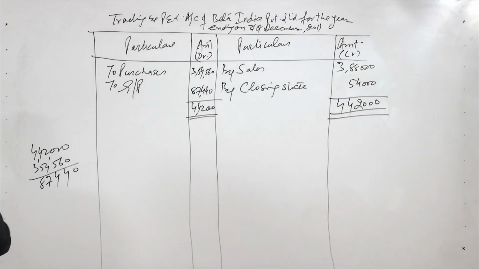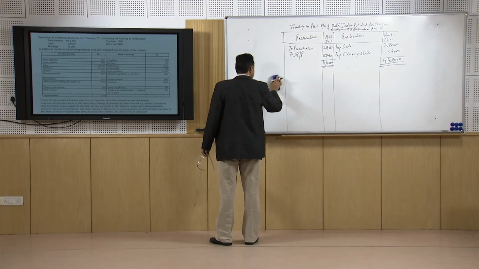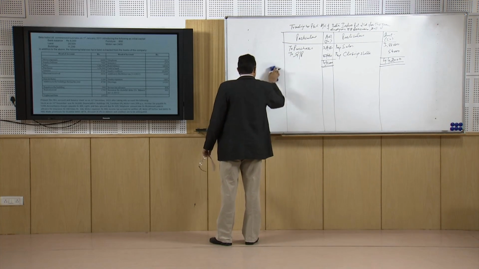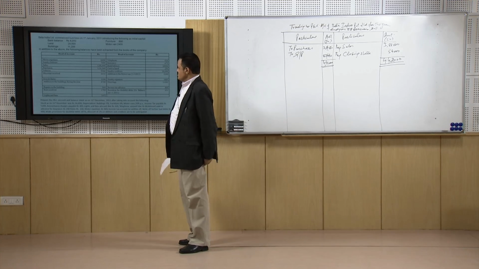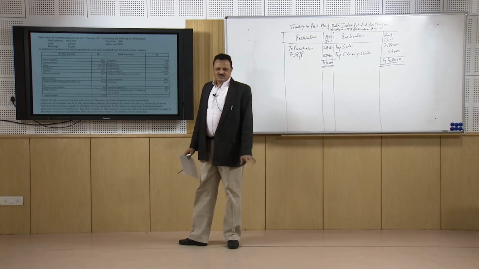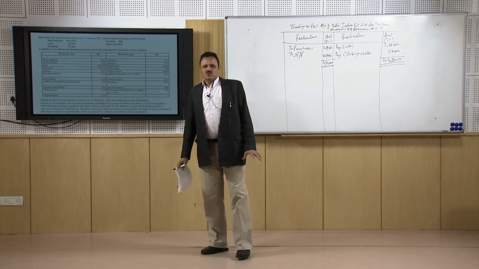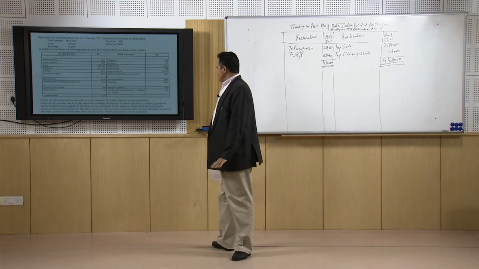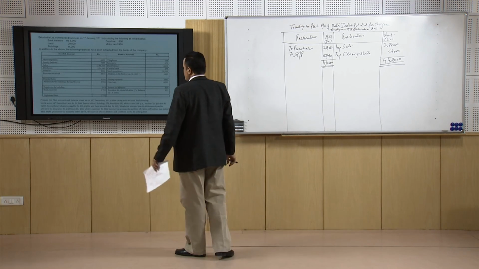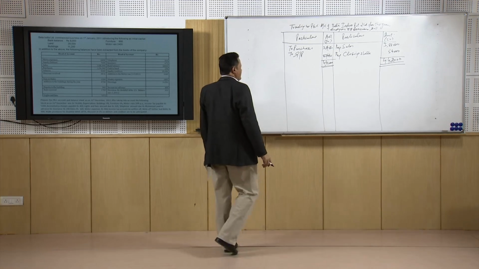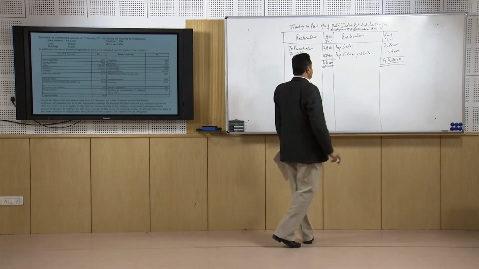So we have calculated, very simple, only 3 items. 2 on the credit side, 1 on the debit side we have taken. So the trading account is very simple, straight, no wrinkles, no complex information, and we have been able to do it. Now we try to move further and try to prepare the profit and loss account.